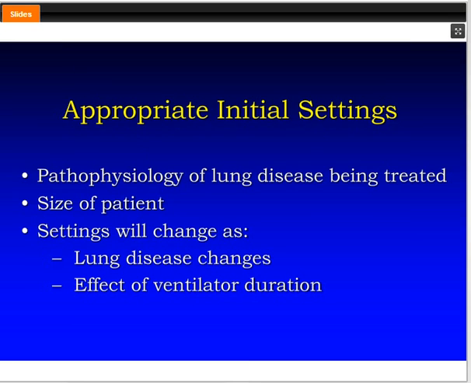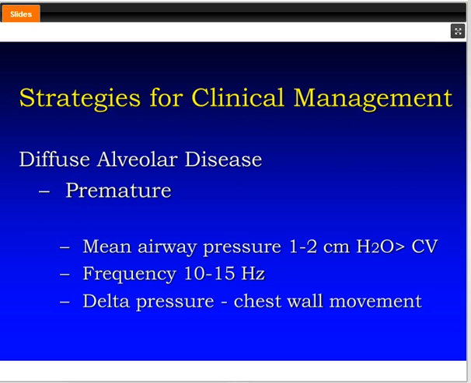Well, how do you come about with appropriate initial settings? Well, I think you start with the pathophysiology of the lung disease being treated and the size of the patient, and settings will change as the lung disease changes and as the duration of ventilation is required. So what are the strategies for clinical management? Well, this is what this talk is all about.